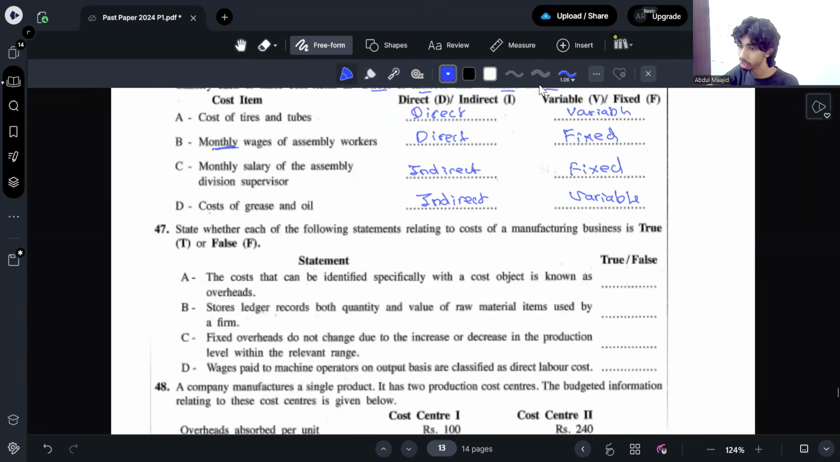47, true or false? State whether each of the following statements relating to cost of a manufacturing business is true or false. A. The cost that can be identified specifically with a cost object is known as overhead. They are telling overhead means the cost that can be identified specifically for one unit. True or false? That is false, right? Overhead we can't find per unit directly. False. Prime cost only you can directly identify per unit.